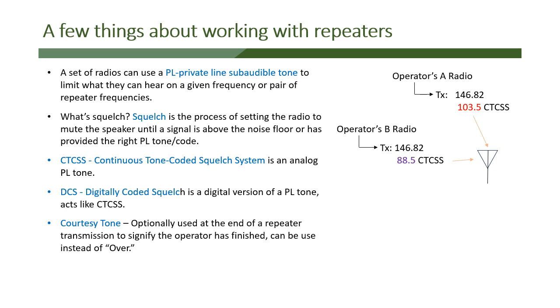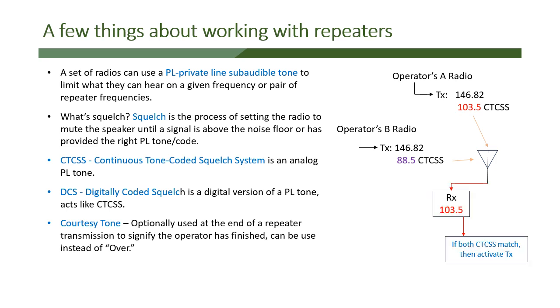So let's look at this example. We have an antenna. We have two operators with two radios. Operator A has a transmit frequency of 146.82 megahertz. They're putting out a CTCSS tone of 103.5. We have operator B's radio, which is putting out the same transmit frequency, but their CTCSS tone is 85.5. They're both coming into the antenna.